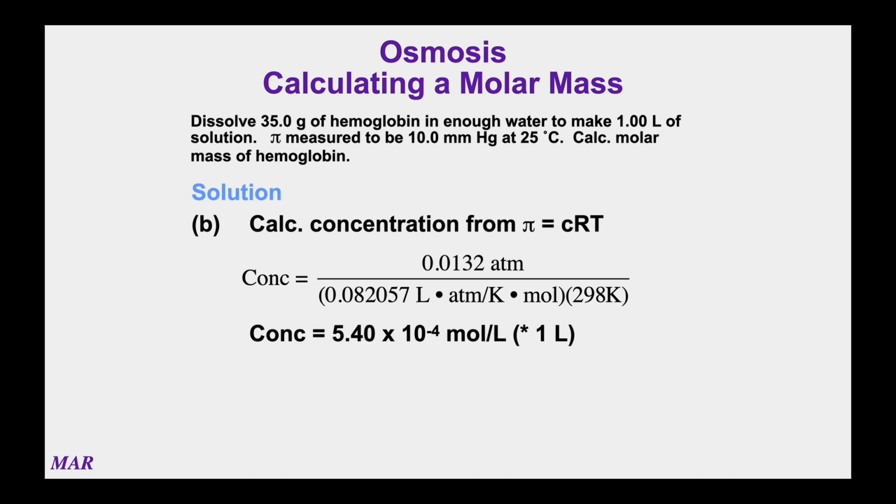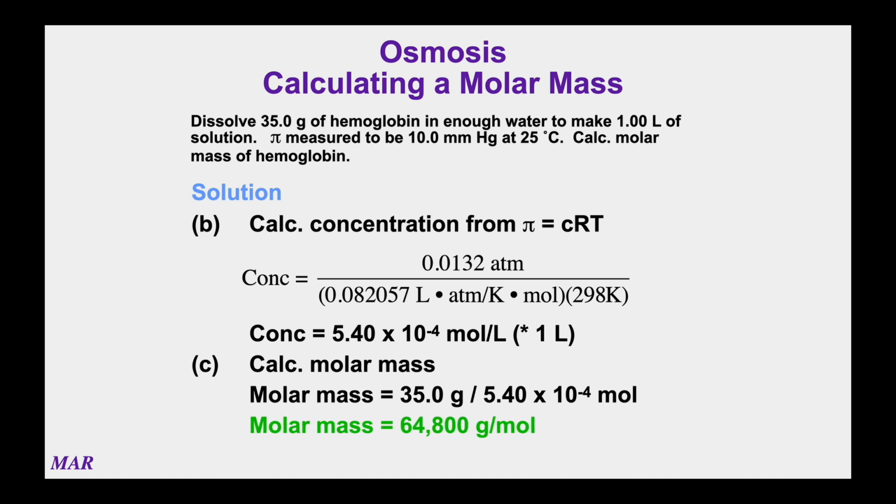Now we have exactly 1 liter of solution, so that means that we have exactly 5.4 times 10 to the minus 4 moles. So if you take that 35 grams, divide it by the moles, you get the astonishingly big 64,800 grams per mole as the molar mass. Osmosis is used a lot in biochemistry as a technique to solve for the molar mass of these big biomolecules. It's really cool. Osmotic pressure works a little bit better than freezing point or boiling point changes. Osmotic pressure can be measured and calculated back.